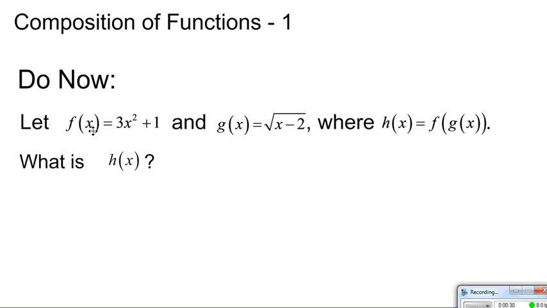So given that f of x is equal to 3x squared plus 1, and g of x is equal to square root of x minus 2. Now, function h of x is the composition f of g of x. My first question will be finding what is h of x. So why don't I ask you to work on this question just a little bit, right?